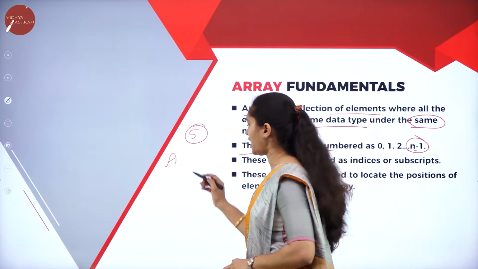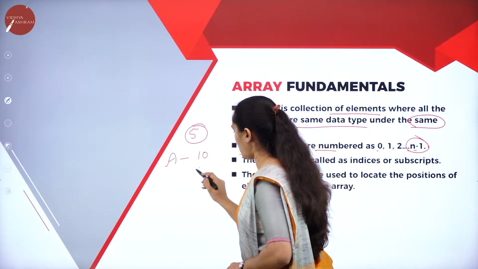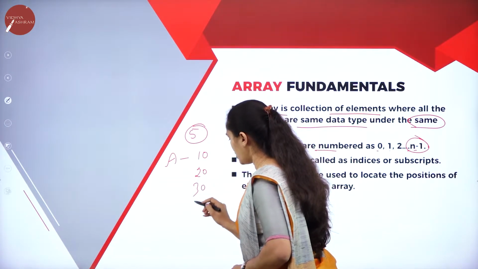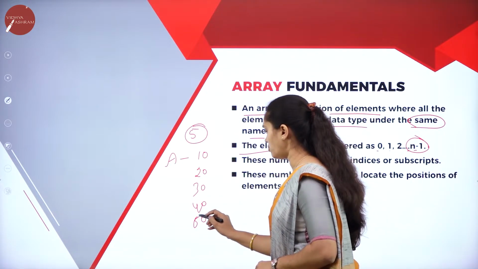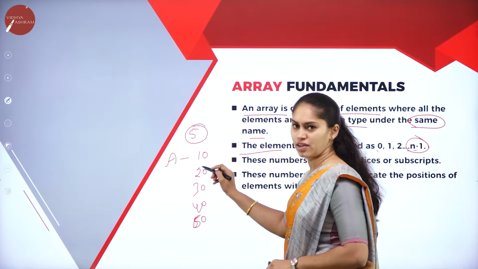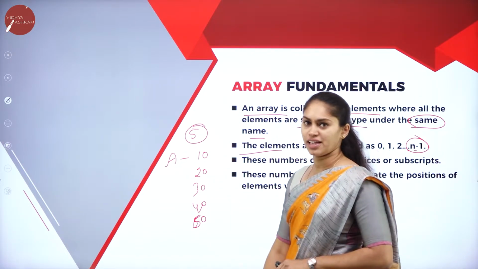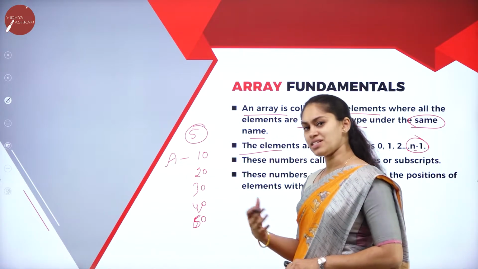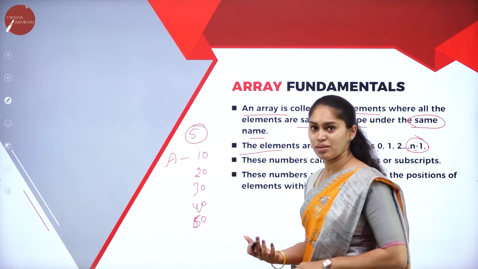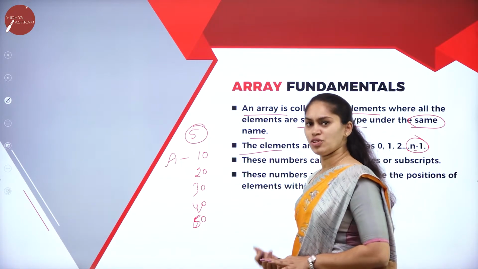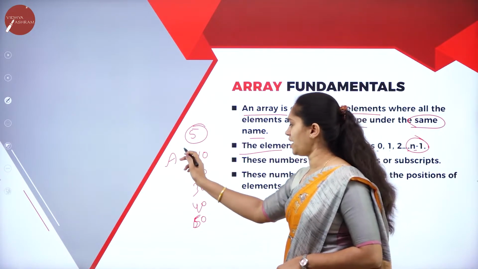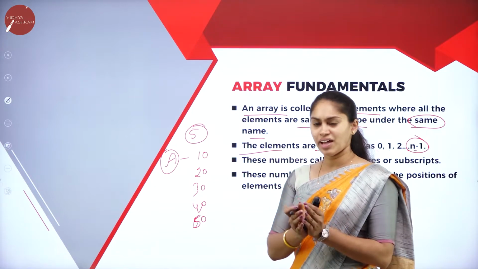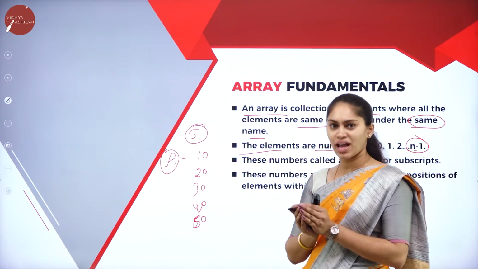So let me take the elements: 10, 20, 30, 40 and 50. I have 5 elements, and it starts with 10, 20, 30, 40 and 50. Then how can I get to know which is the second element, which is the first element, or which is the last element? So now you can assume that these are all the elements of an array with the name A. Here we have only a small number, 5 elements.